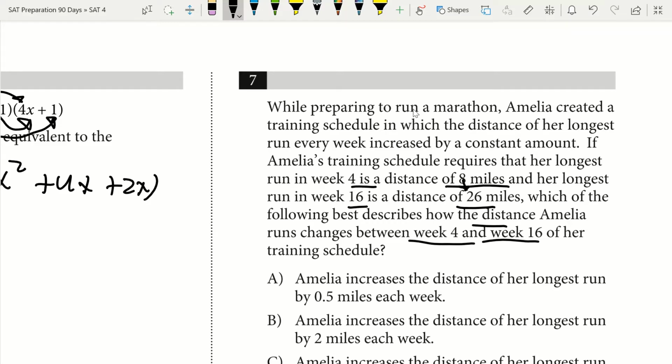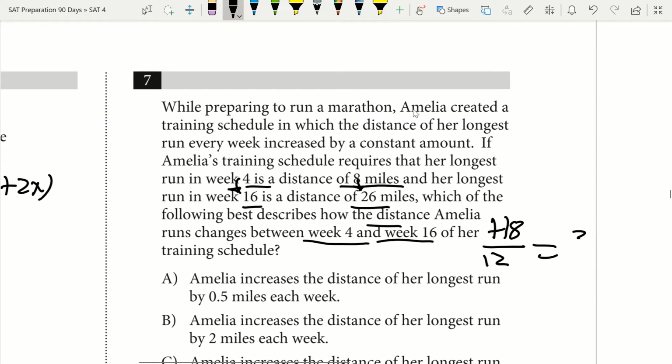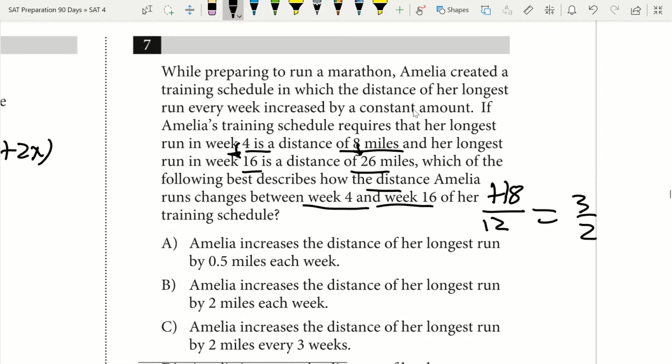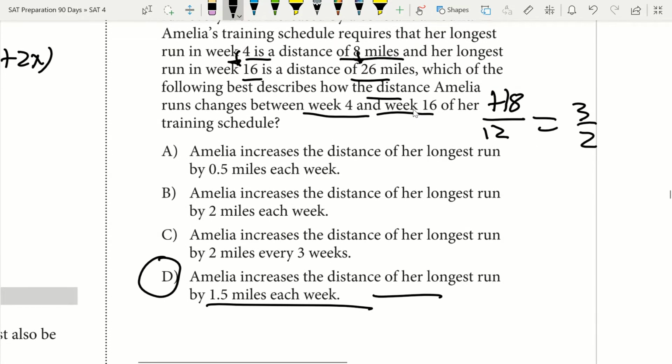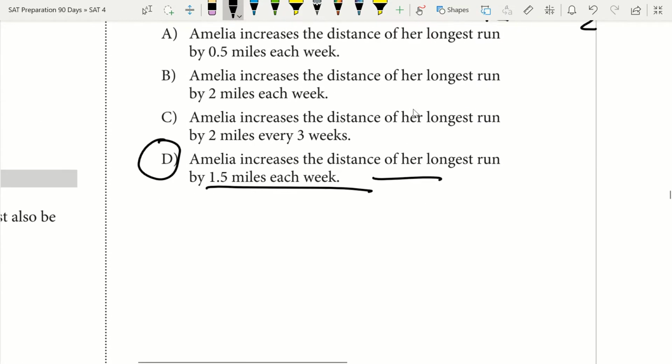Well, if I'm going from 8 to 26, that's an increase of 18. So I rose by 18, and I ran by my change in number of weeks, which is 16 minus 4, which is 12. If I simplify that, that's going to give me 3 over 2, or 1.5. So I look for an answer choice where it says Amelia increases the distance of her run by 1.5 miles each week. So my answer for number 7 is going to have to be D. Okay, now I go on.